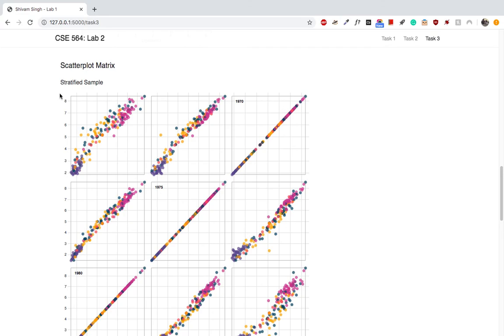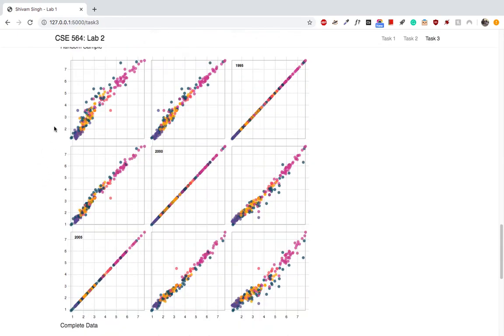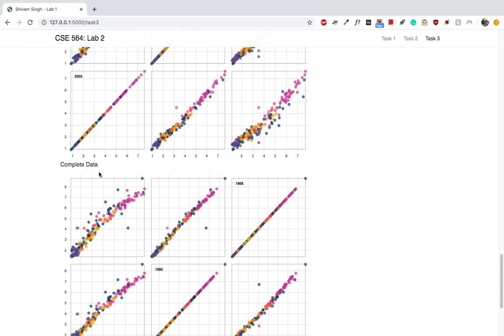This scatter plot matrix is also, as all other visualizations, done for the stratified sample, random sample, as well as the complete data set.